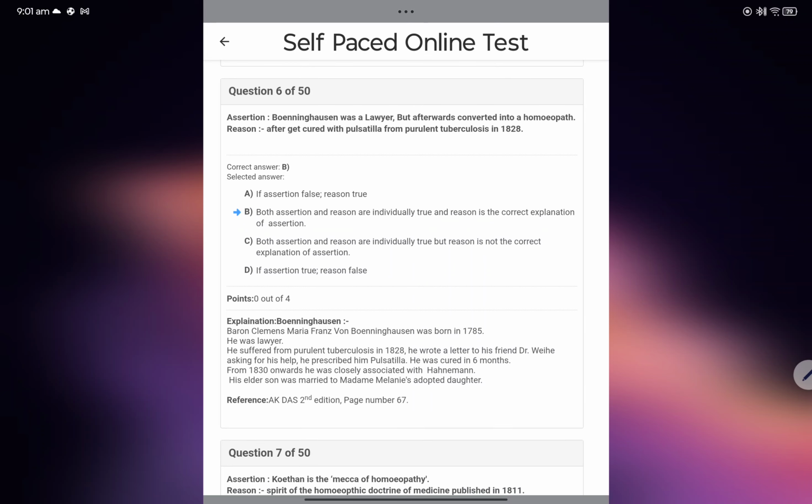Next question. Assertion reason based. Boinghosen was a lawyer but afterwards converted into a homeopath. This was the assertion. Reason, after getting cured with pulsatilla from purulent tuberculosis in 1828. Okay, so both assertion and reason are true, and reason is the correct explanation of assertion. So I will read once again. Assertion is Boinghosen was a lawyer but afterwards converted into homeopath. Reason, he got cured with pulsatilla from purulent tuberculosis in 1828.